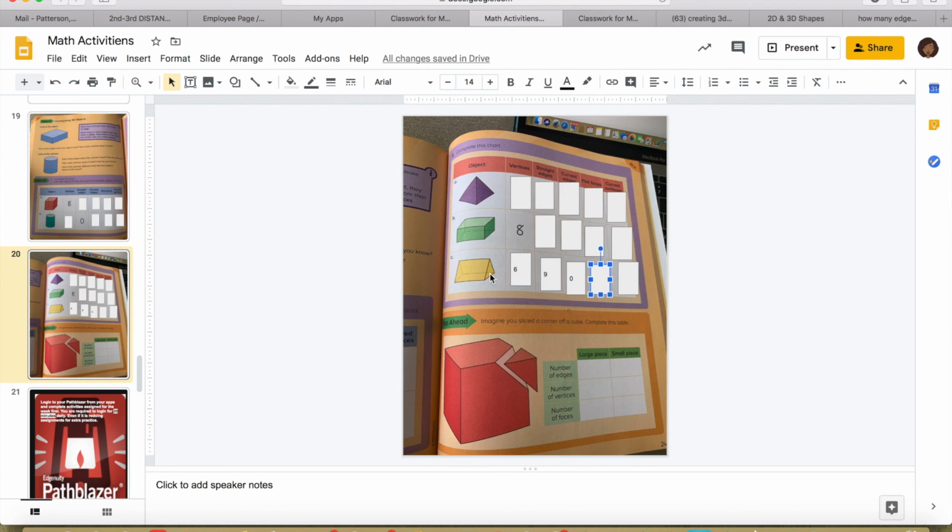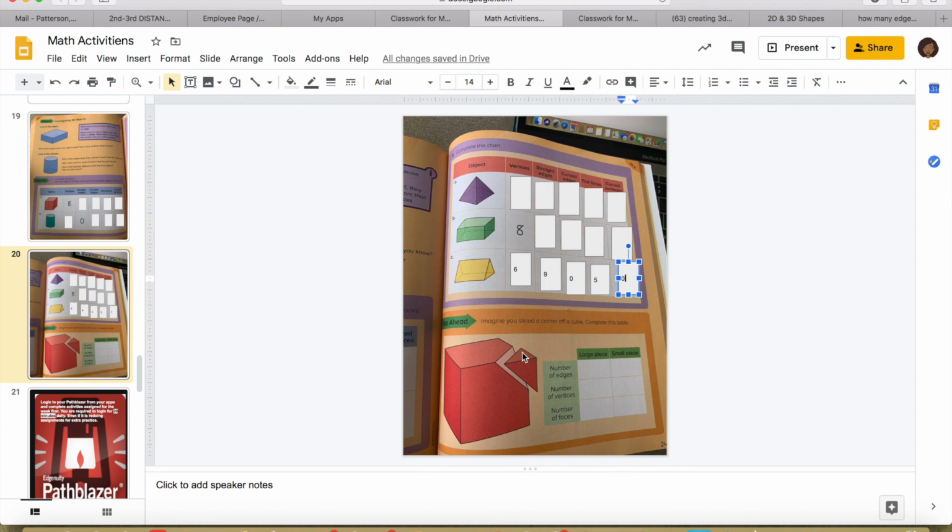All right, so let's count. So we have the first triangle 1, the second triangle 2. We got this rectangle right here 3. I see another one on that side 4, and then we can't forget the bottom 5. So we write 5. And how many curved surfaces? 0. I don't see any curved surfaces.